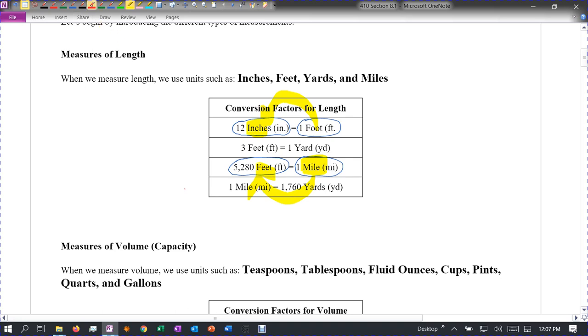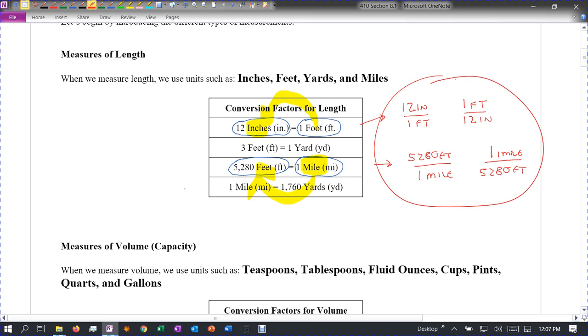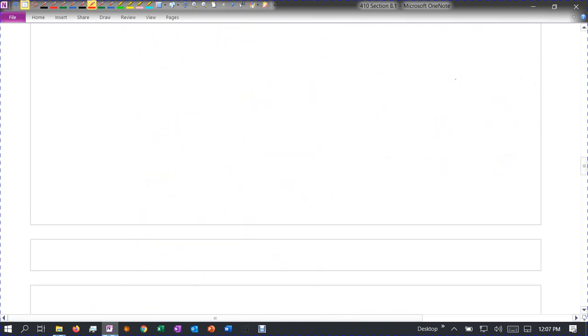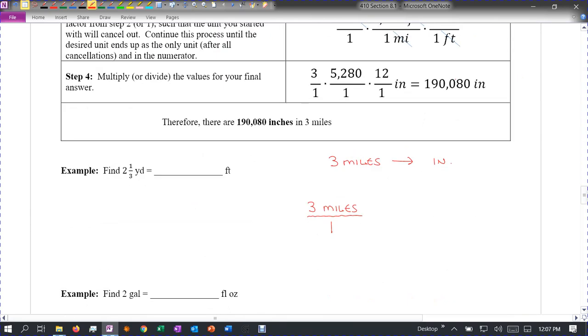So let's remember that with this first one, there's 2 different ways we could do it. 12 inches over 1 foot, or we could do 1 foot over 12 inches. Here we could have 2 conversion factors, 5,280 feet over 1 mile, or we could do 1 mile over 5,280 feet. So we need to remember those things, and now I need to scroll back down so I can work through this problem. All right. So where had I put that? There we go. Okay, so here's where we were, right?